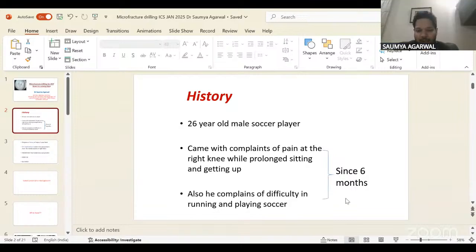Okay. So now, the patient is a 26-year-old male soccer player, and he came with complaints of pain in the right knee. He also had pain in the right knee while sitting for a very long time, and difficulty getting up after sitting for a long time. He also complains of difficulty in running and playing his soccer game. These complaints were since 6 months.